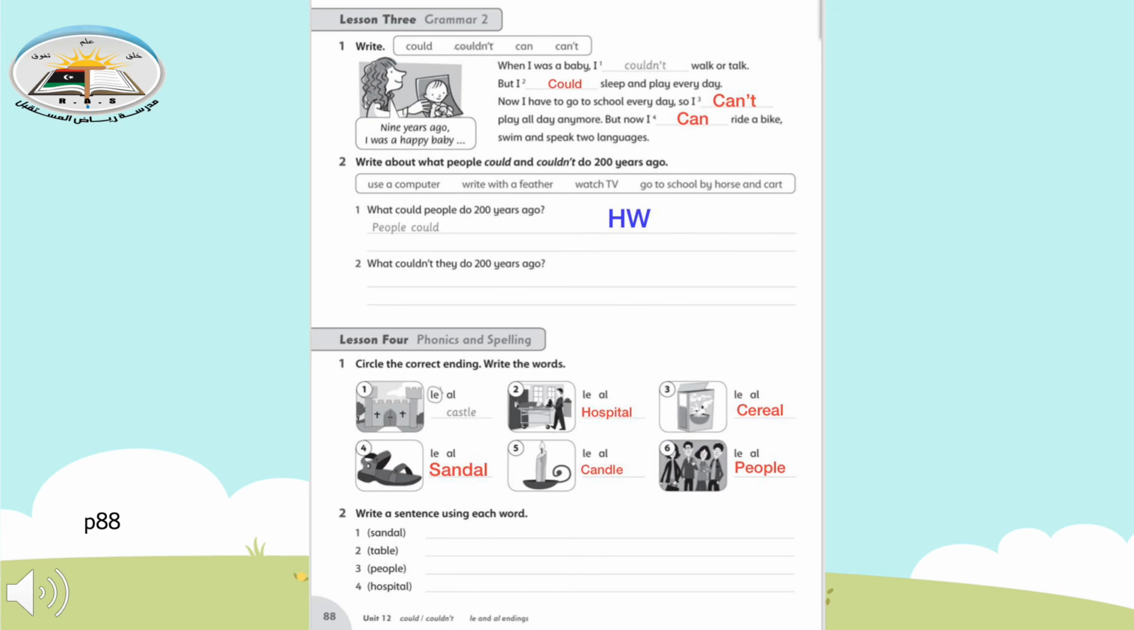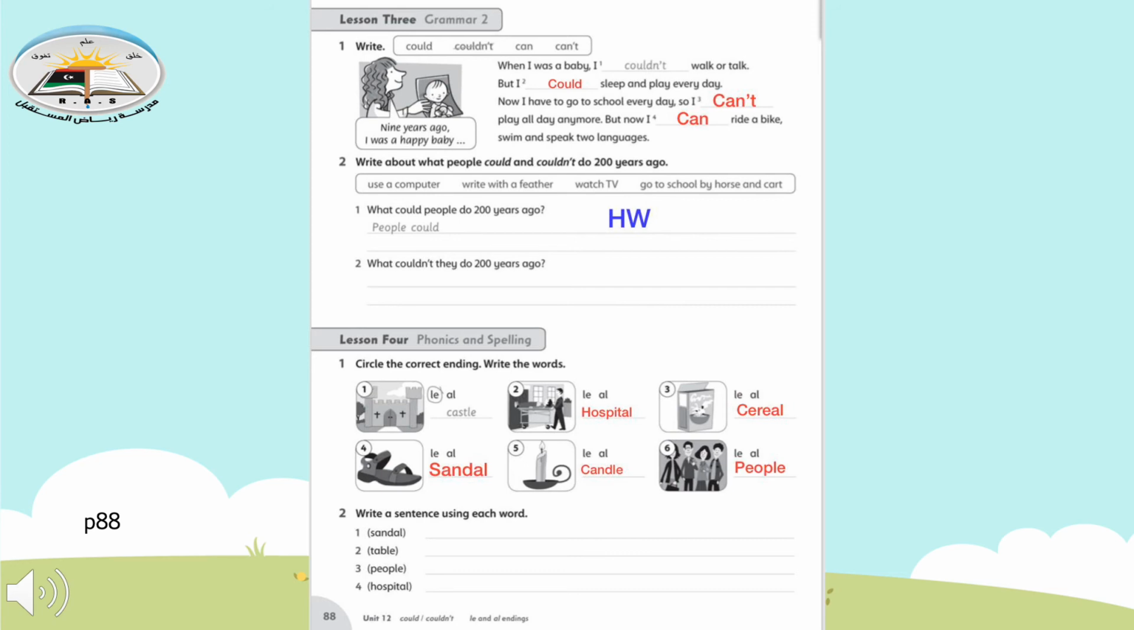Now we're going to put could, couldn't, and can't in the small text. Next to the text we have a picture. Under the picture we have "9 years ago, I was a happy baby." Now let's read the text and fill in the gaps. When I was a baby, I couldn't walk or talk.